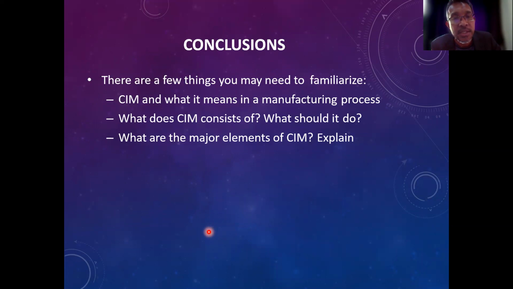So in the conclusion for this computer integrated manufacturing, we need to understand what it means in the manufacturing process using the CIM. What does CIM conceive? What can the CIM do? And what are the major elements in the CIM we can explain? All this we already discussed. So I hope you can do a revision for this, and need to understand the concept of design in the beginning, and then after that, how we relate the design process using computer integrated manufacturing.